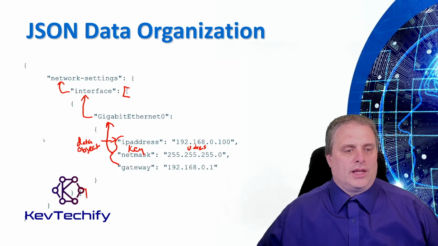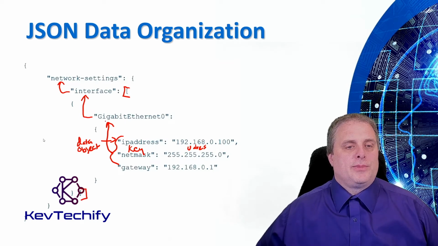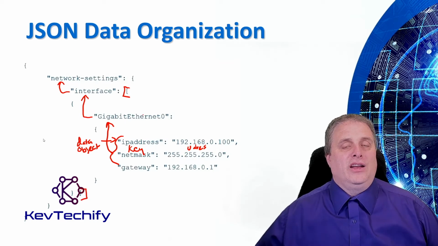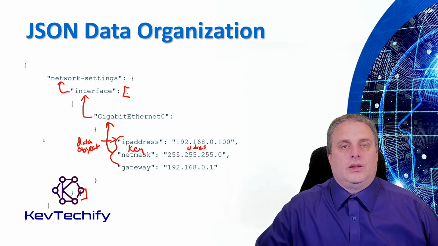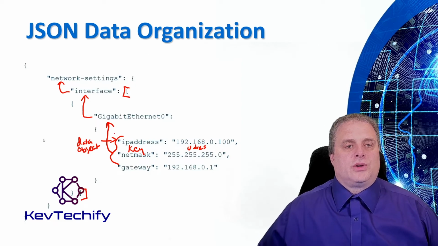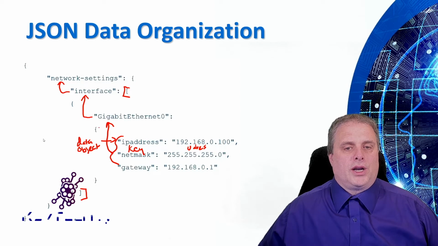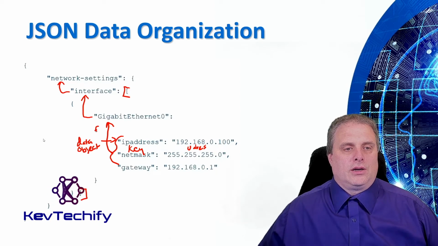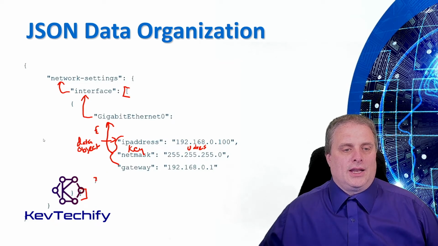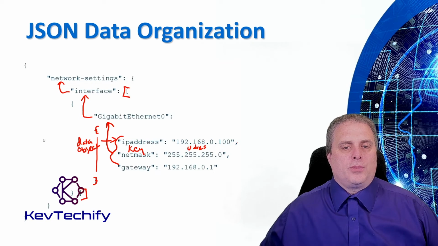That's the opening one, that's the closed one. Reason we have that is because you could have more than one interface. Another thing to notice is the structure is defined by curly braces. So this is the start of the Gigabit Ethernet 0 object. This is the end. They're in a row together, and then these values are separated by commas at the end of the line.